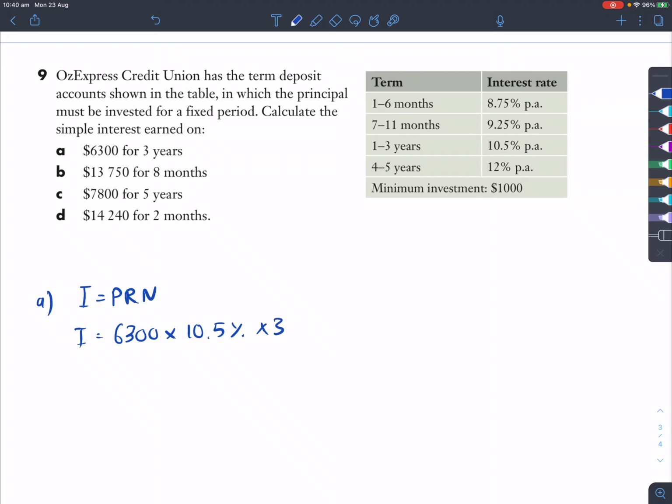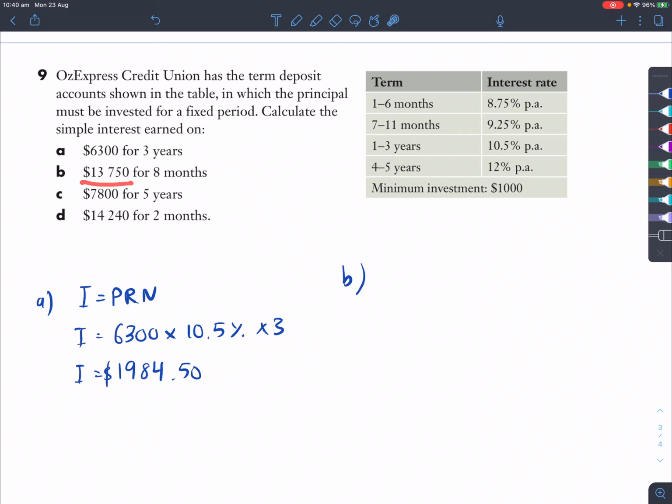And so once we type that in, we do get I, the interest, being $1,984.50. B is a little different.